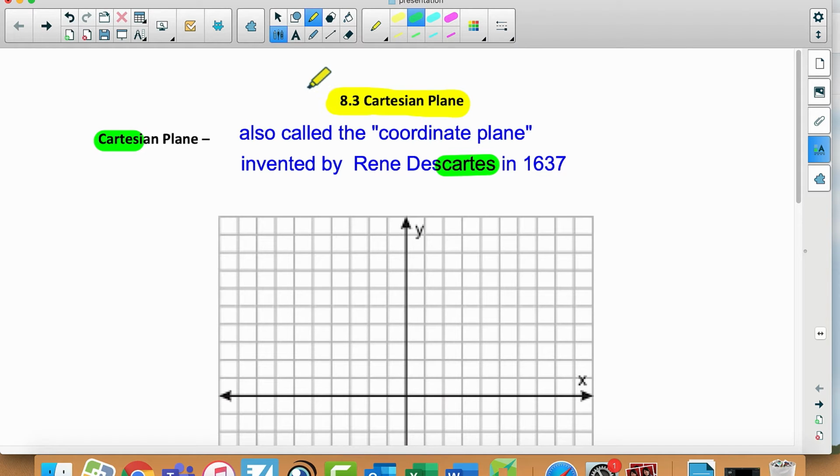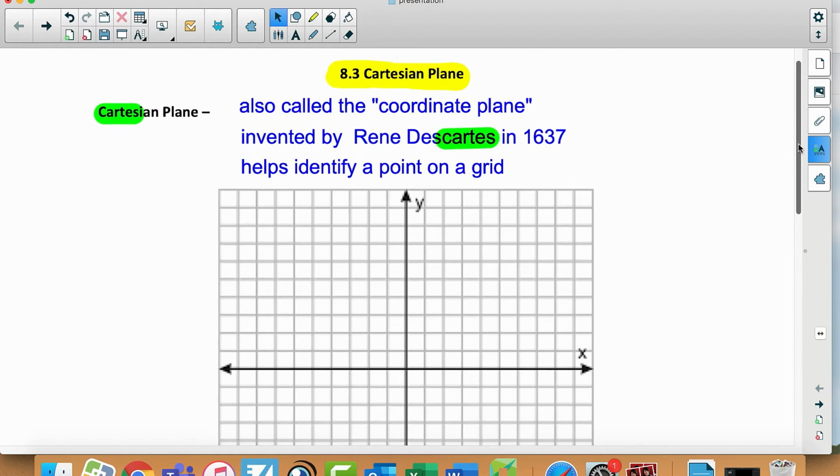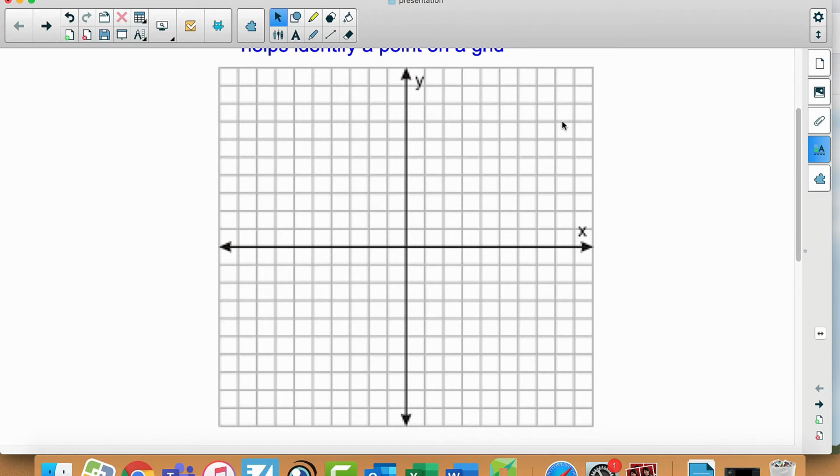Anyway, the story is he was lying in bed one day and he was looking up at his ceiling. He saw a spider up there and he was trying to figure out how could I describe to someone where that spider was located. And he had this idea of kind of breaking the ceiling up into this grid-like thing here. And you could name where the spider is by kind of identifying one of the grid points. So the Cartesian plane helps identify a point on a grid. So let's talk about this Cartesian plane that you're looking at right here.